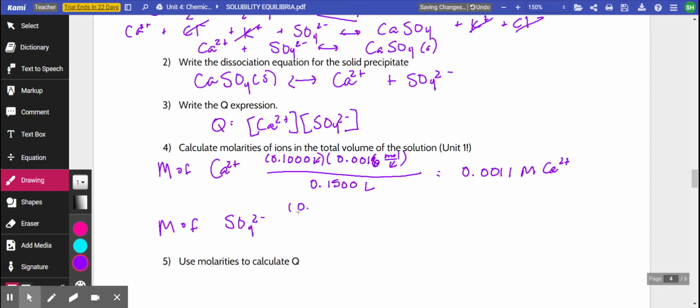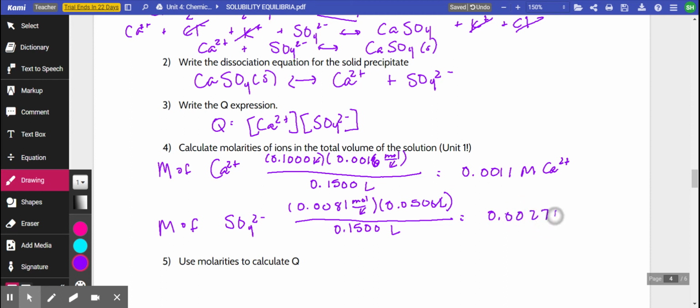Now for sulfate, we have a molarity of 0.0081 moles per liter. The volume is 0.0500 liters, so the liters cancel. Again, all together it's 0.1500 liters. And the molarity of our sulfate ion is 0.0027 molar.